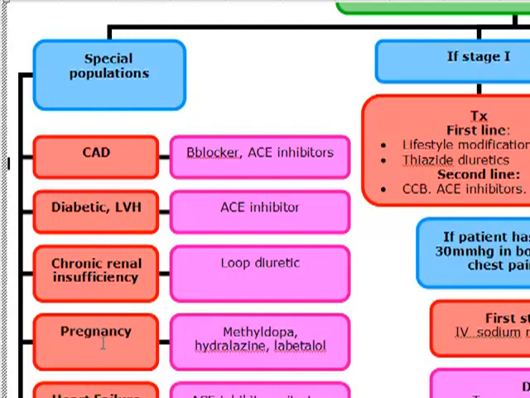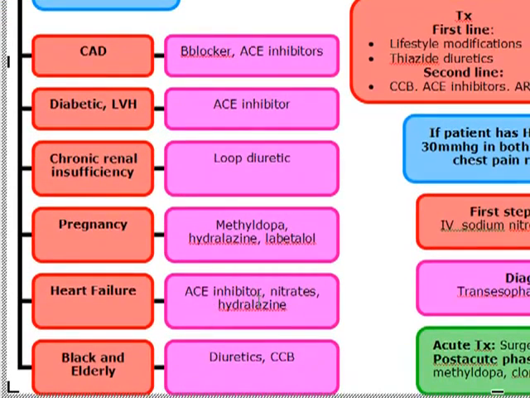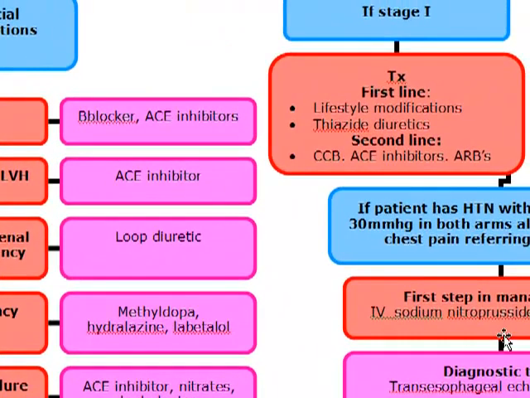If the patient is pregnant, we know that we're going to give methyldopa, hydralazine, or labetalol. Okay. If the patient has heart failure, we're going to go with ACE inhibitor, nitrates, or hydralazine. And in the African American population and elderly, we're going to go with diuretics and calcium channel blockers.